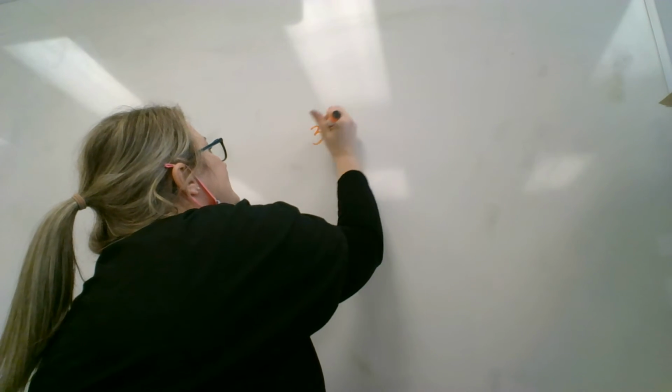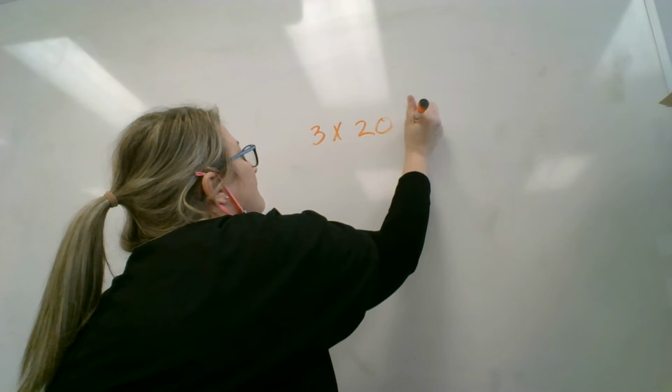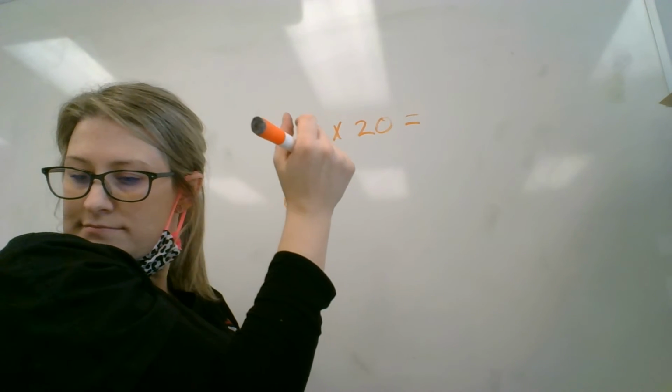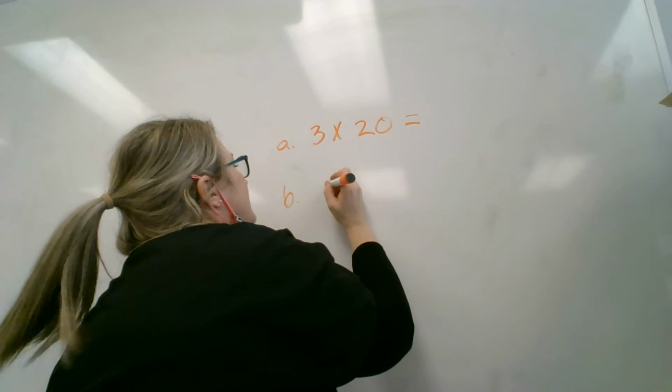Part 3 is going to be independent work. It's just easy division problems. Okay, so let's jump to part 4. 3 times 20. A, let's do B2. 2 times 40.